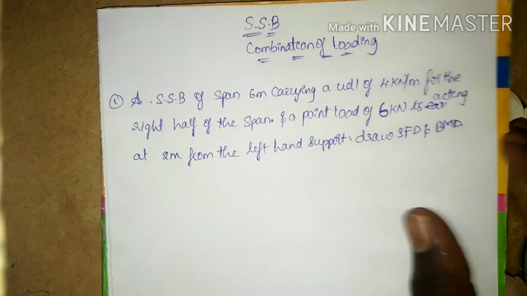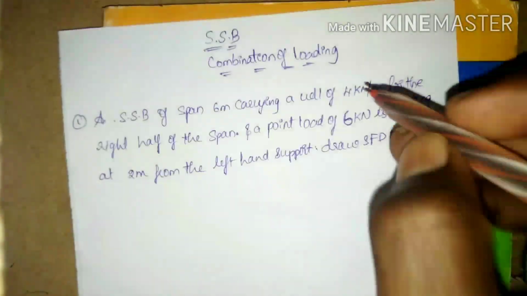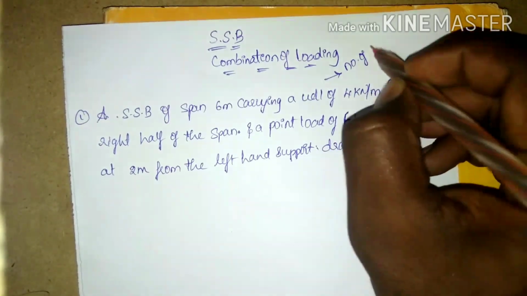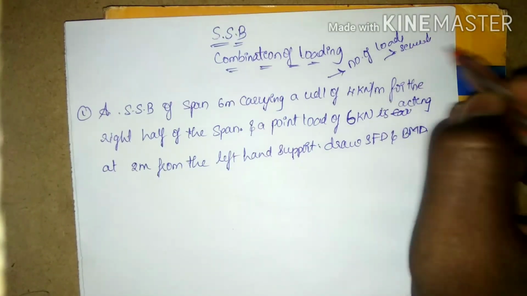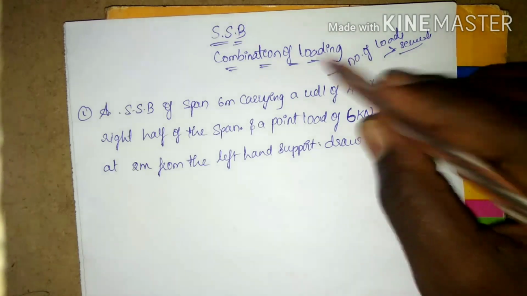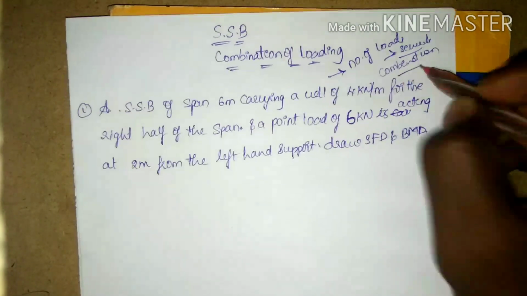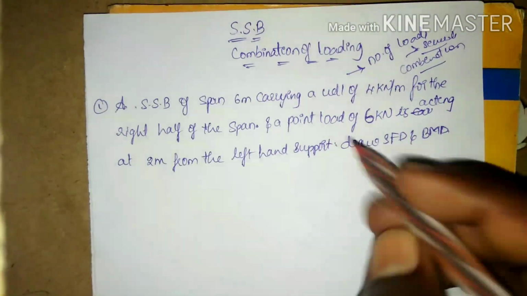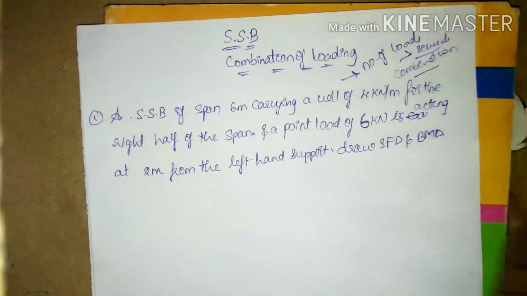Today we are going to see combination of loading. What is the combination of loading? If there are a number of loads, it is said to be several loads, but a number of different types of loads is said to be a combination of loads. Here we are having a point load and a UDL, so we are going to call it a combination of loading.